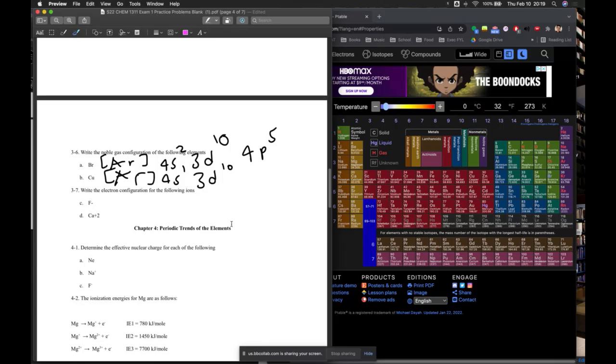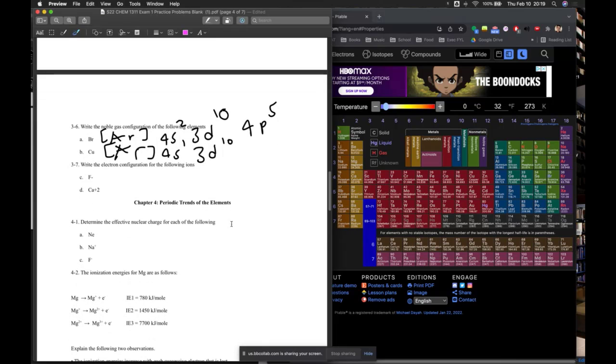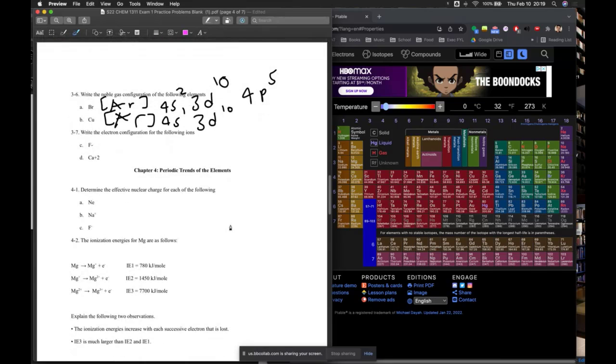The next problem is: write the electron configuration for the following ions. So F minus is essentially just F with one more electron because it's indicated by the minus. So we just write it normally for F, right? So it's 1s2, 2s2, and 2p5. But instead of 2p5, we have to add one more because of the anion, which gained a negative charge. So that's 2p6.